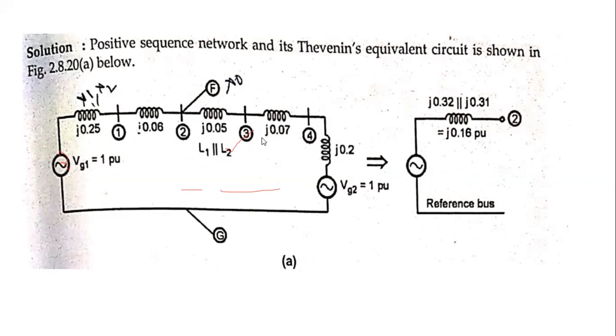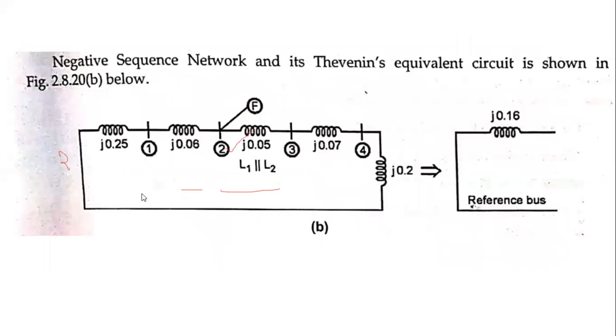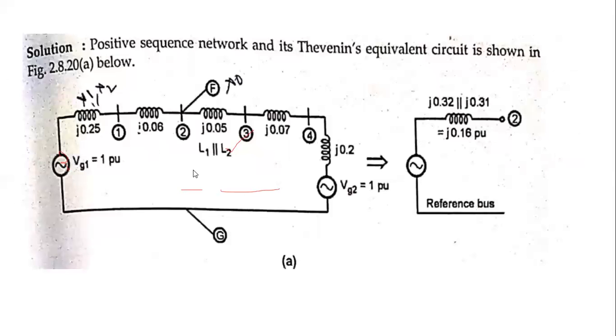Next, we have the other transformer, transformer 2, whose reactance is J0.07. Next, generator 2, that is VG2 in series with the reactance. This is the positive sequence network for the given system.